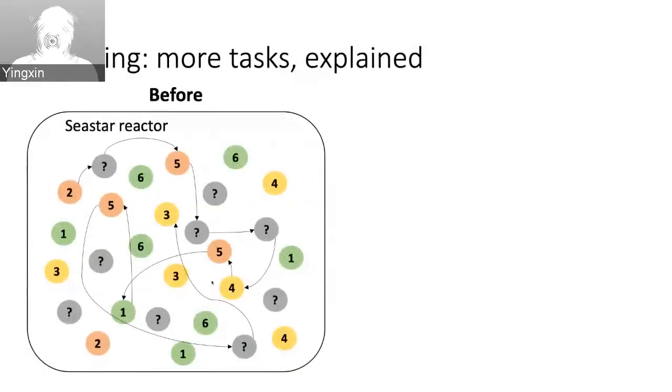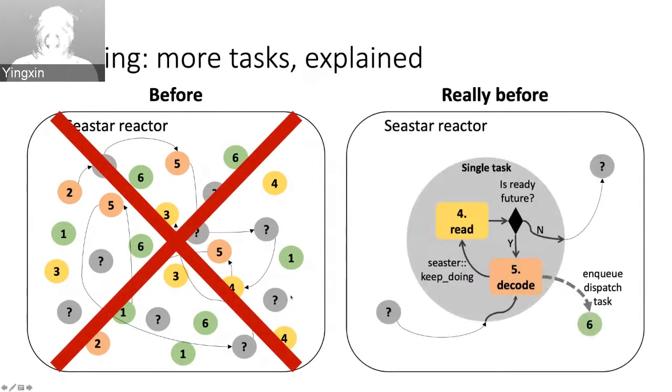So let me explain it. This is the expectation as before: that the tasks are queued in the reactors before staging is implemented. But the reality is not this. It's because the read will return a ready future. It will directly call the decode, and then decode will call the Seastar keep-doing. It means that this loop may be in a single task. So it means that 4 and 5 are merged together into a single task. And if we add a stage here to decode, the message will force 4 and 5 to split into different tasks.